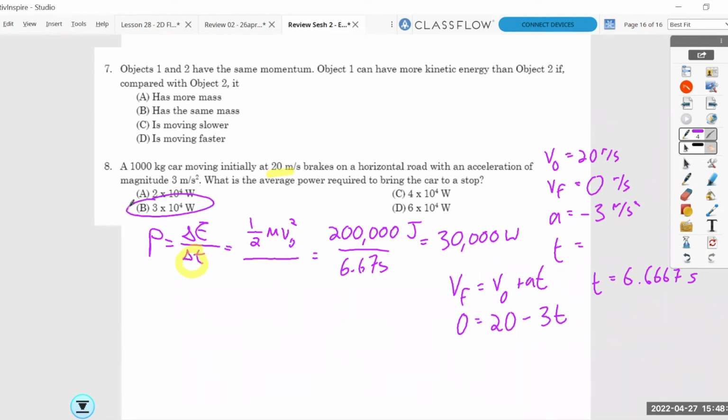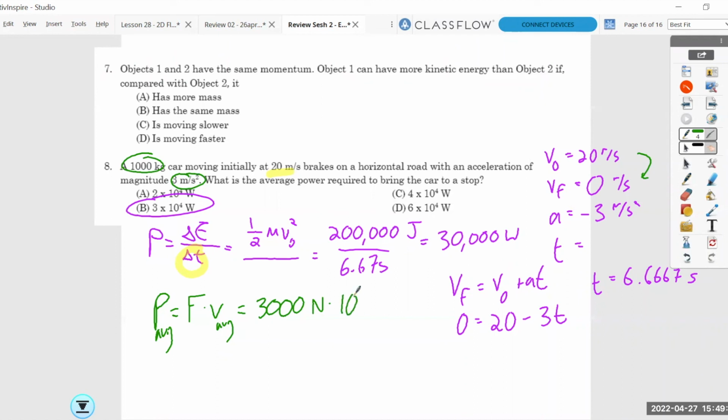There is another way to do this, which is to try the force times velocity thing. And you might say, oh, well, I know the force because F equals ma, right? So 1,000 times 3, I've got a force of 3,000 newtons. Here's the rub. If we're looking for average power, one of these things needs to be average, right? Our force is constant, but our velocity is changing. If I start out at 20 meters per second and I go down to 0, what's my average velocity?